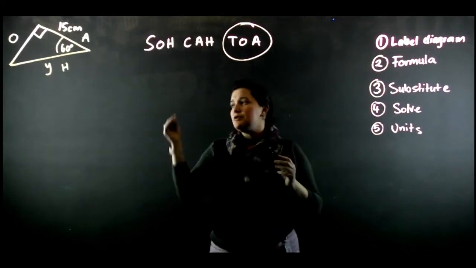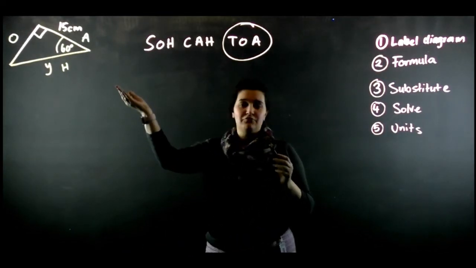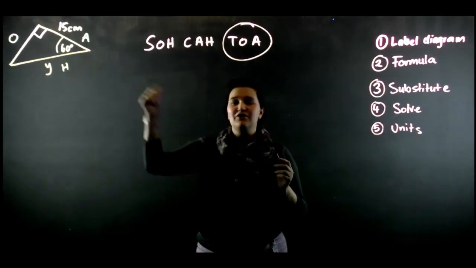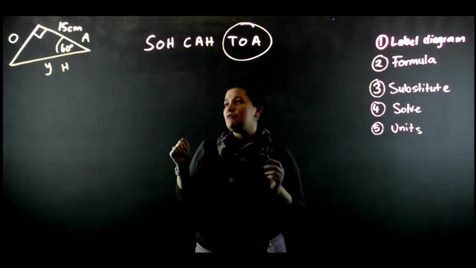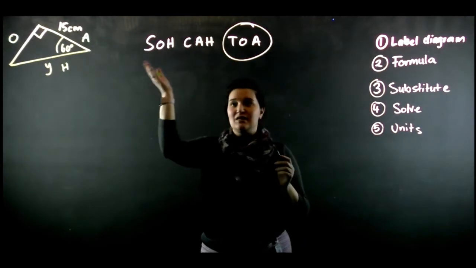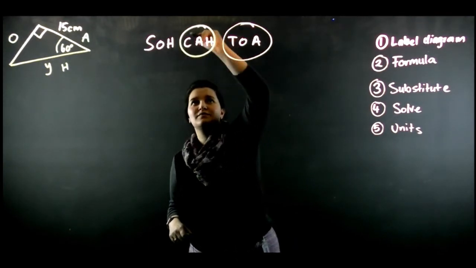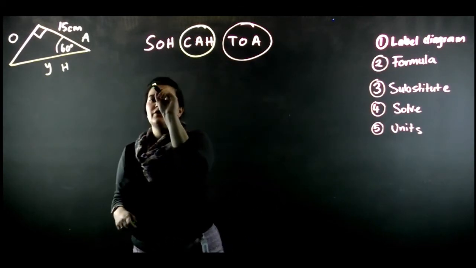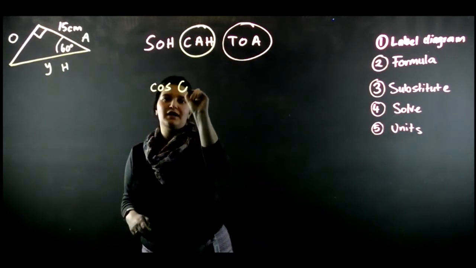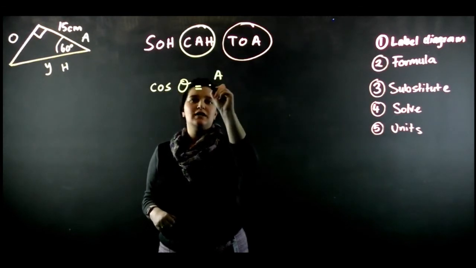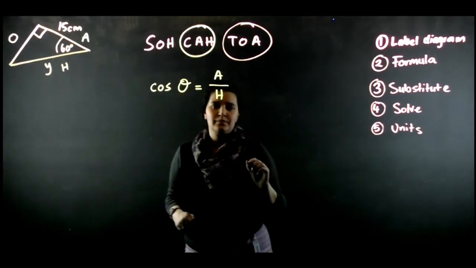All right, now I'm looking at the information that I have and the information that I don't have. I have the adjacent side and the angle. I haven't got the hypotenuse. So I'm looking for which ratio involves the adjacent side and the hypotenuse, and that's cosine. So cosine of theta equals the adjacent divided by the hypotenuse.